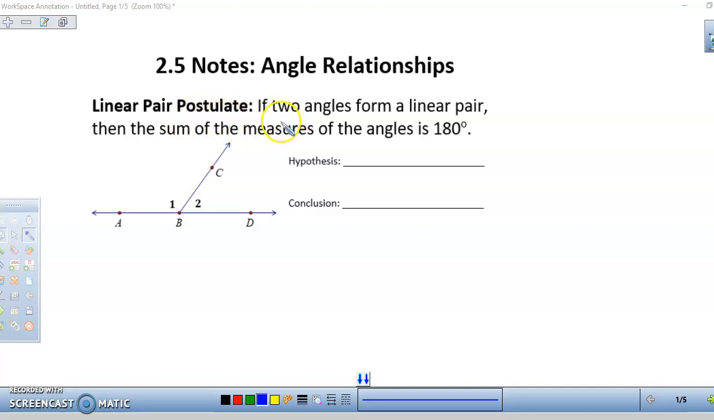So this postulate in particular says if two angles form a linear pair, then the sum of the measures of the angles is 180. So that we can assume to be true. It is fairly obvious to be true looking at the picture. But remember, the hypothesis is here, two angles form a linear pair. Well, we don't actually need to state that. You can assume that from the picture. It's one of the few things you can assume from a diagram. So the hypothesis part, you can assume the linear pair from the diagram.